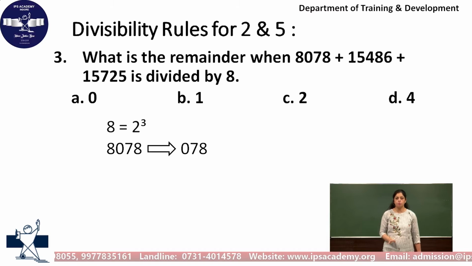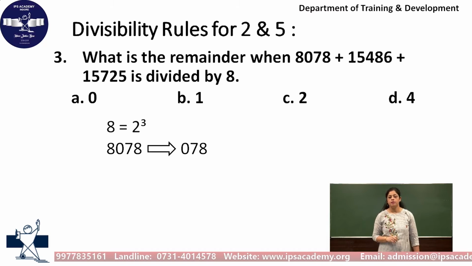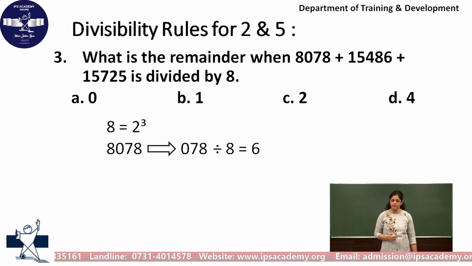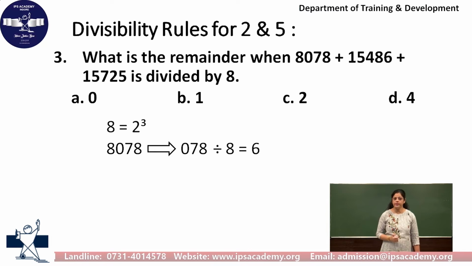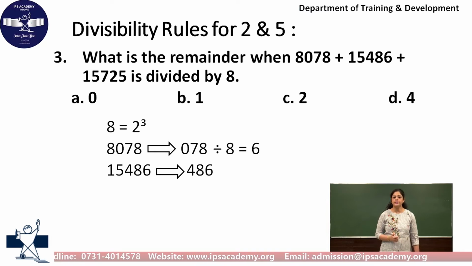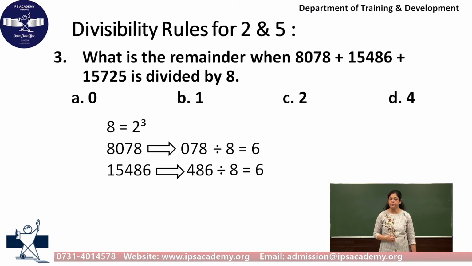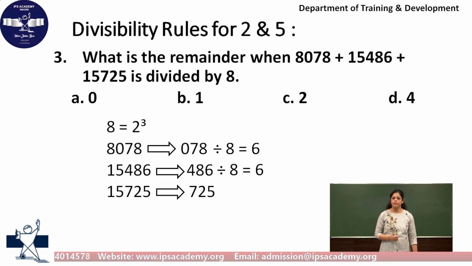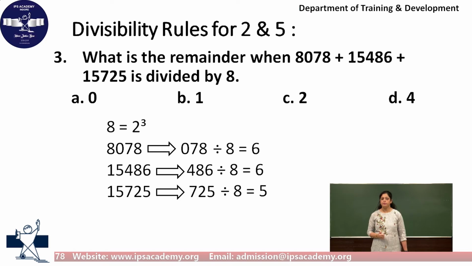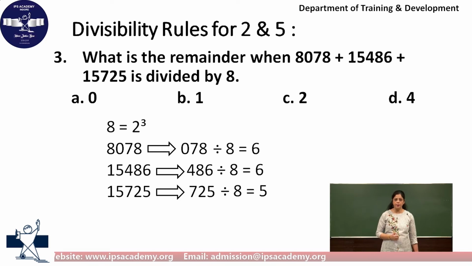What remainder does it give you? You don't need to consider the quotient. You have to consider the remainder. So divided by 8, the remainder is 6. Right? 8 9s are 72. 486 divided by 8, the remainder comes 6 again. 725 divided by 8, the remainder comes as 5. Yes, Rishika?